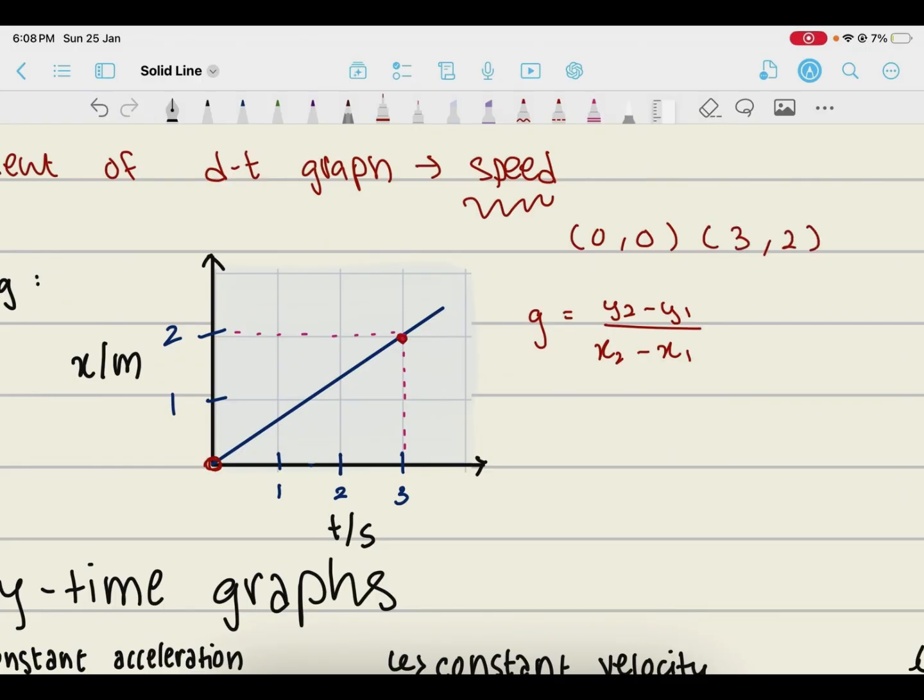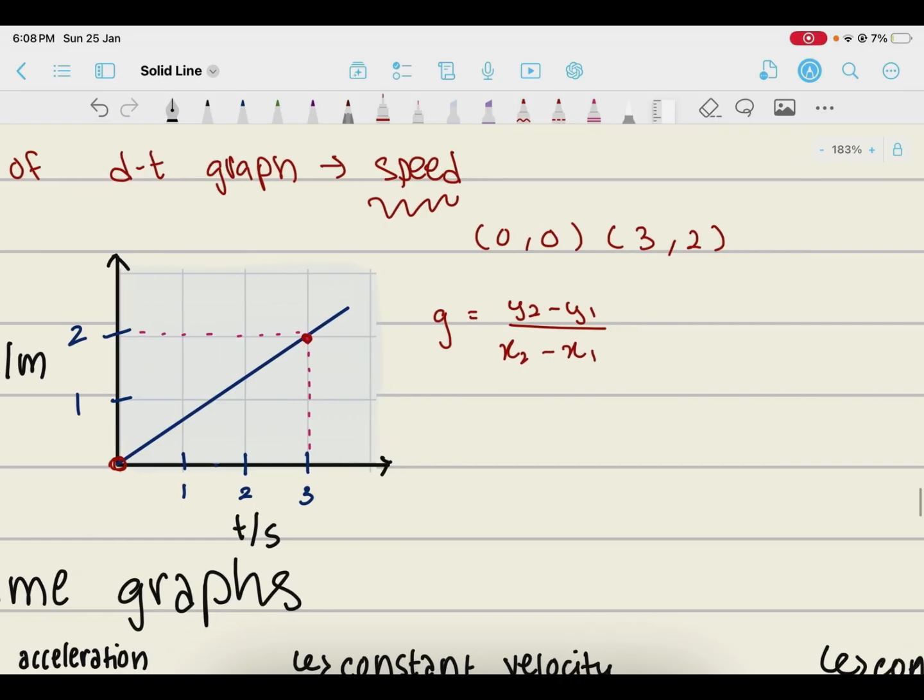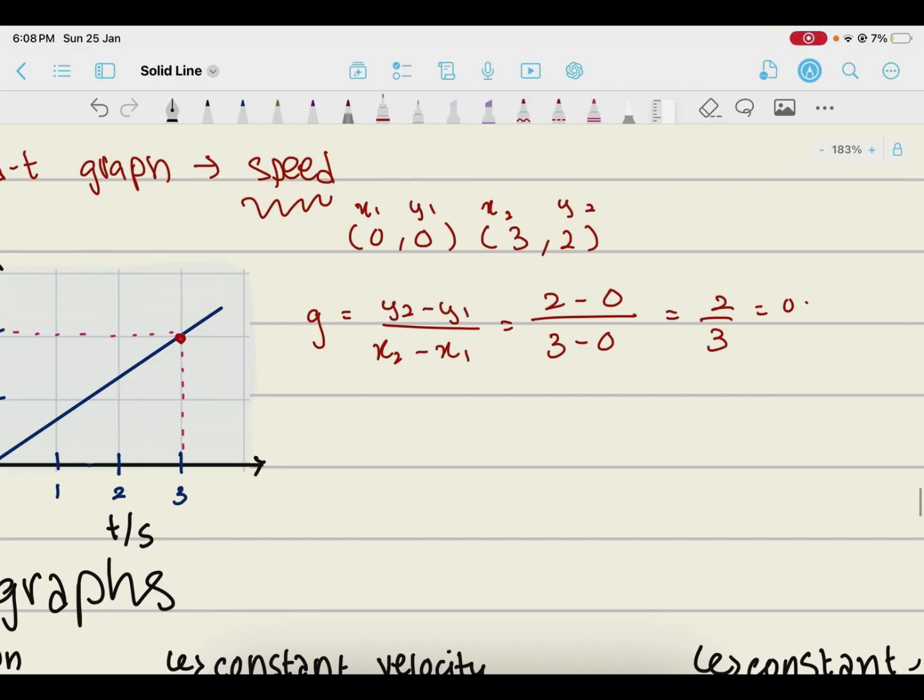Now let's make this x1, y1, x2, y2. So 2 minus 0 divided by 3 minus 0, you will get 2 over 3, which is equal to 0.75, I think. Let me check that with the calculator. No, sorry, it's actually 0.667.